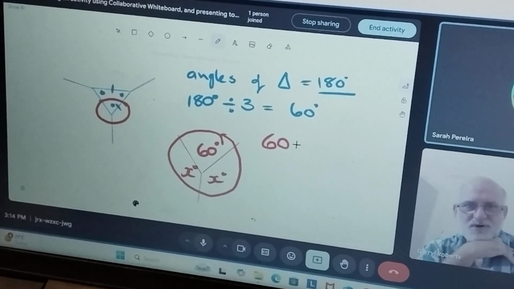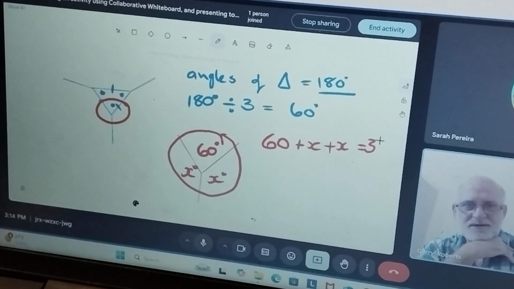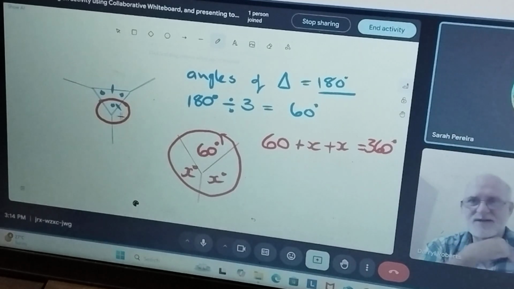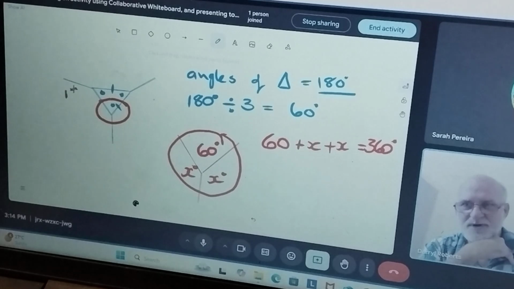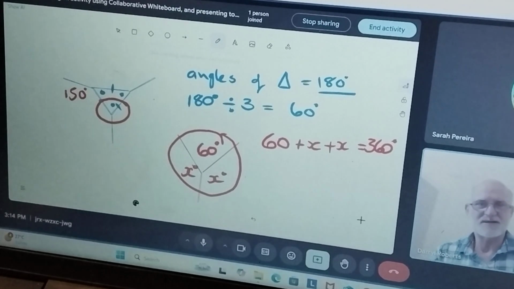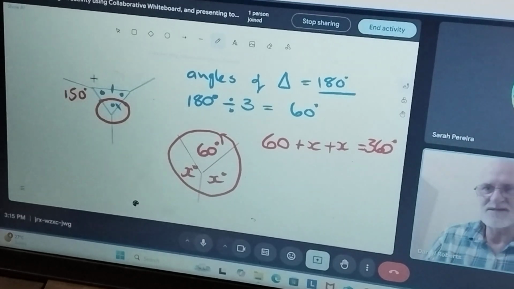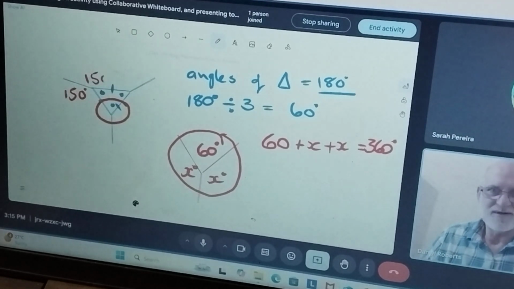36. Good. So 60 plus X has to equal 360, right? Yeah. So it's 150, 150. Good. So each one of these is 150. Because I take the 60 across and subtract it, and then I've got 2x equals 300, so it must be 150 each. So each of these angles is 150 degrees.